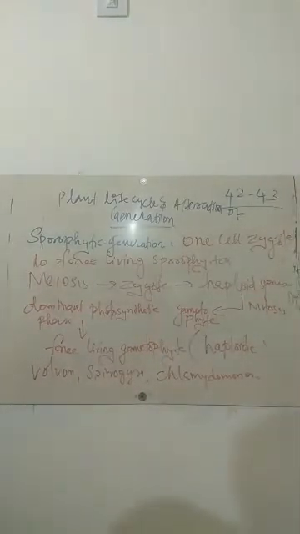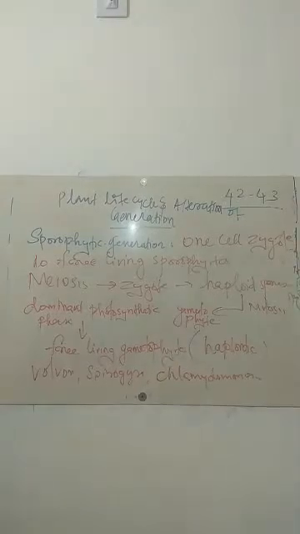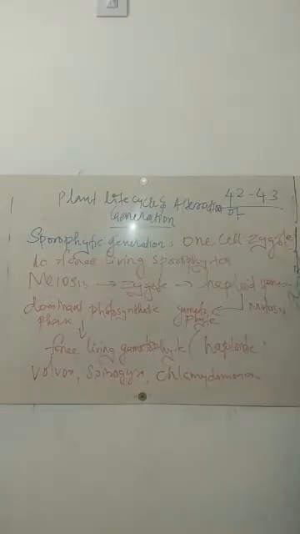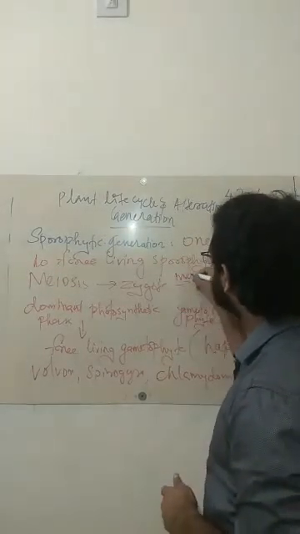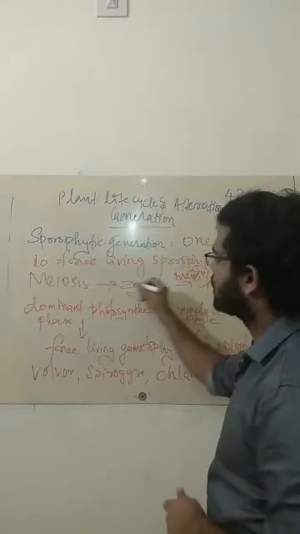What we said about the sporophytic generation is that it is represented only by the one cell zygote, and there are no free living sporophytes. Meiosis is the main thing happening here: the zygote undergoes meiosis to form haploid spores.